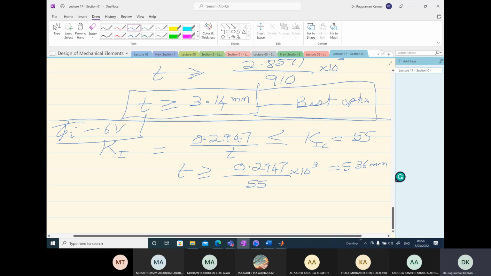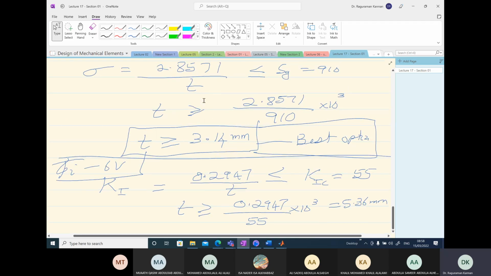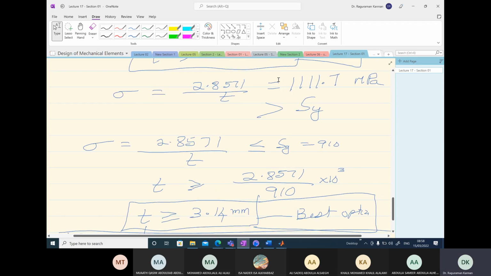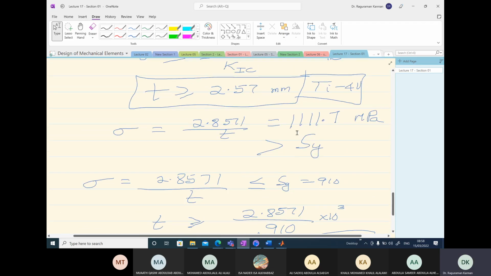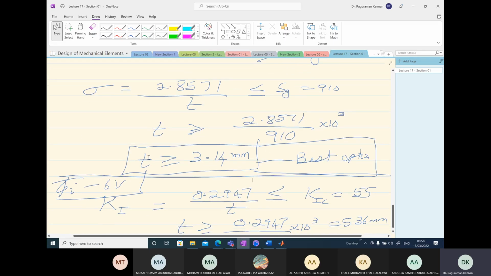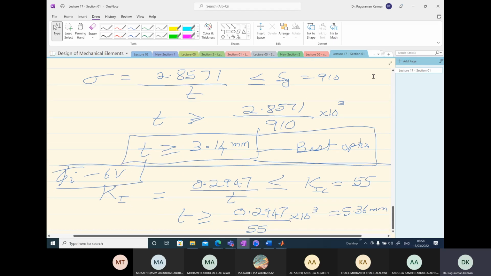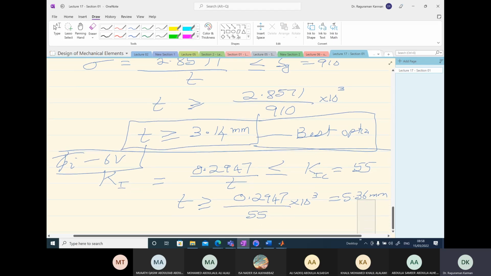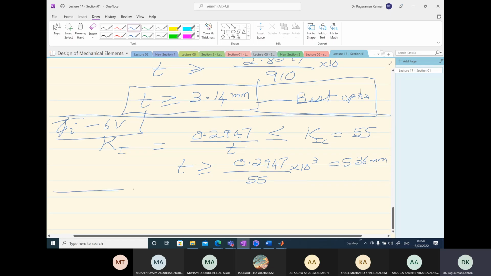Okay, so this is the best option for the least weight material, to avoid any failure due to crack propagation and failure due to yielding. Okay, because we get yielding here, if we assume T is 2.57, we definitely get yielding, and that is also a failure. So we have to select the material. So final answer will be the selection of material and thickness value.